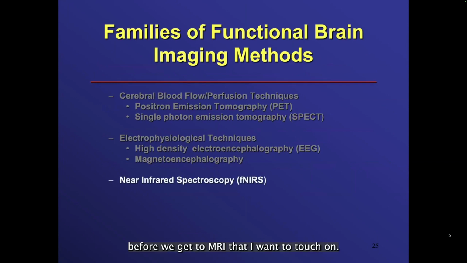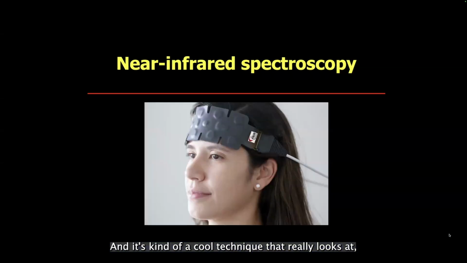There's one other technique before we get to MRI that I wanted to touch on. It's called near-infrared spectroscopy. And it's kind of a cool technique that really looks at how you shine light into the brain. And when there's more blood flow, it'll absorb that light. And so you shine light into the brain and then detect how much comes back.